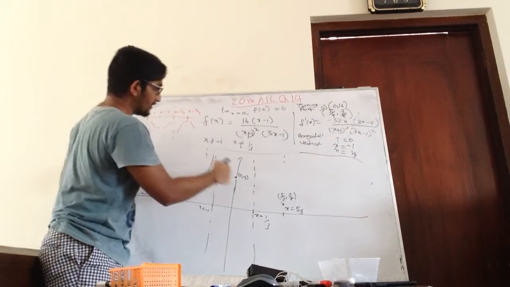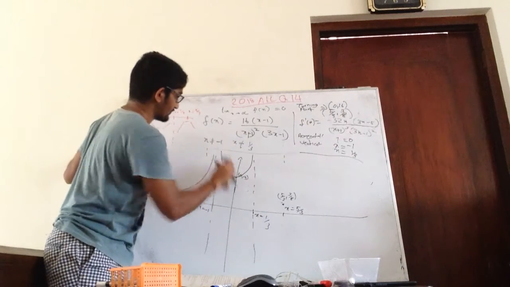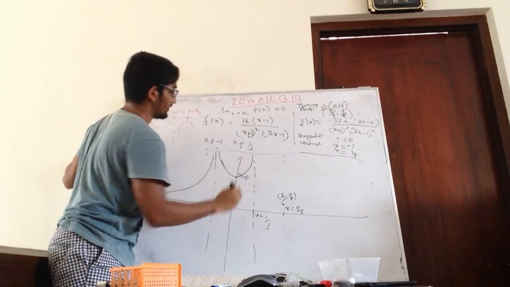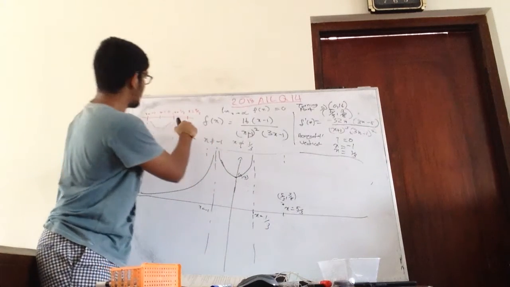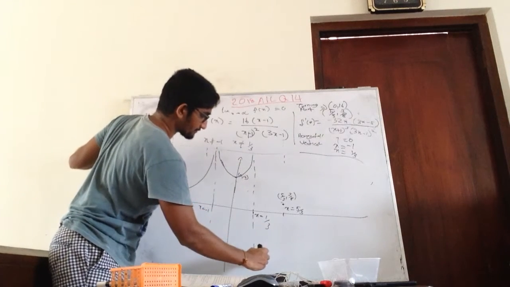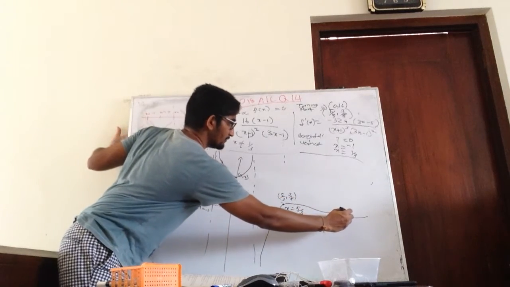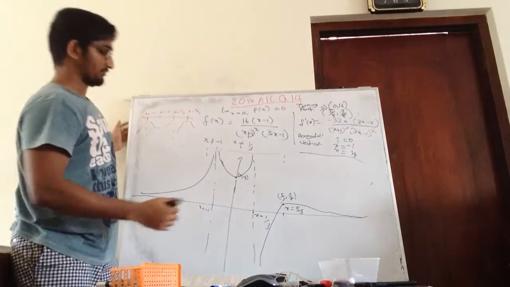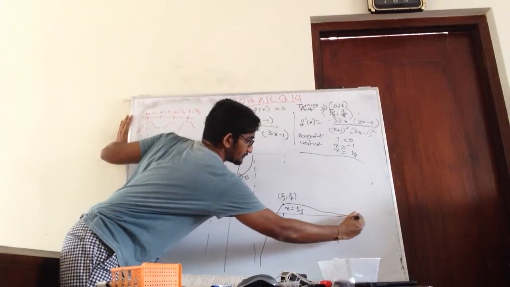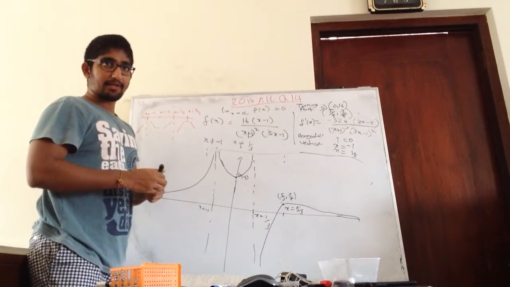Then you have a minimum, right? So this will come like this. Here this should go like this. Then here it's a maximum, right? And it starts from the bottom and it will go to 0. Right, so this will be the graph, right?